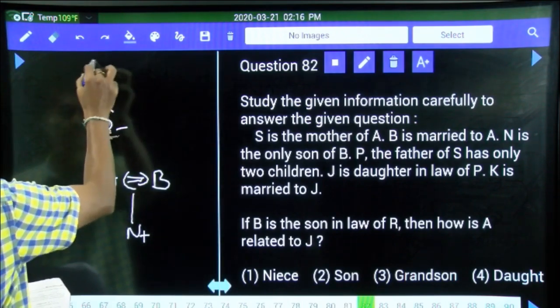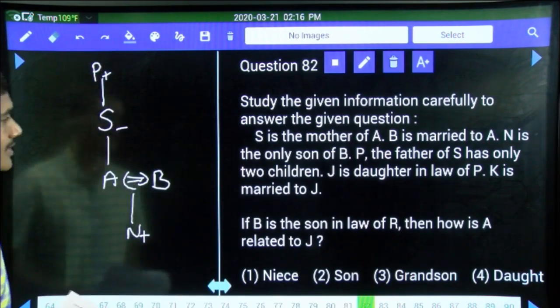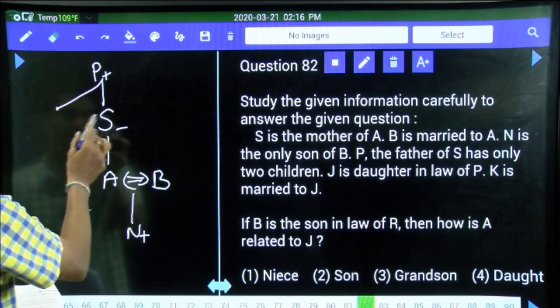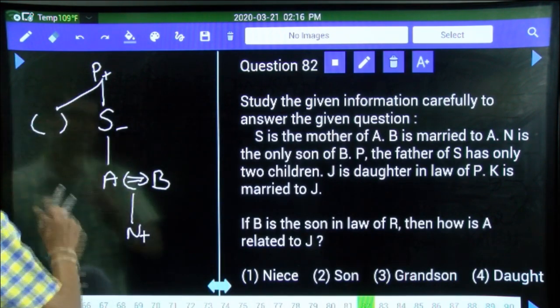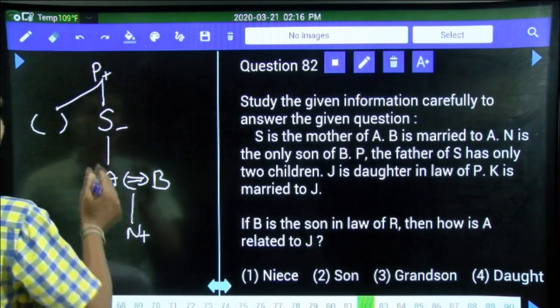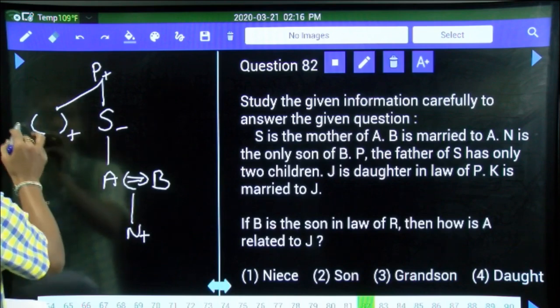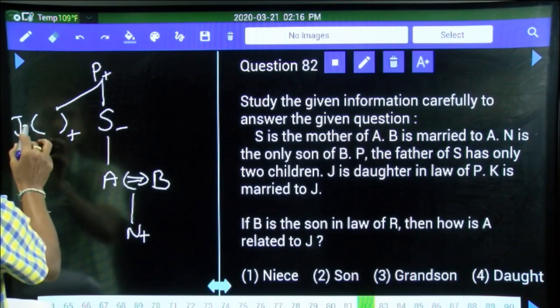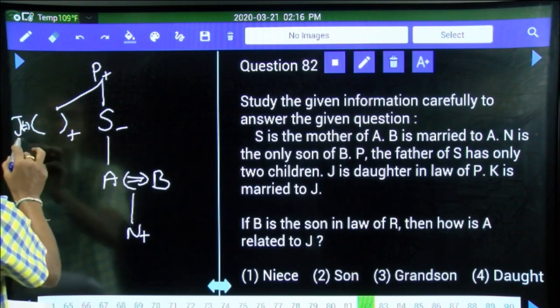Now who is this P? P is the father of S, and P has only 2 children. S is one, and there is one more person. J is the daughter-in-law of P, that is, the son's wife. Since there are only two children, one is the daughter and the other is the son, and this son's wife is J.